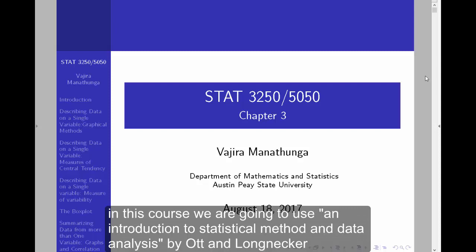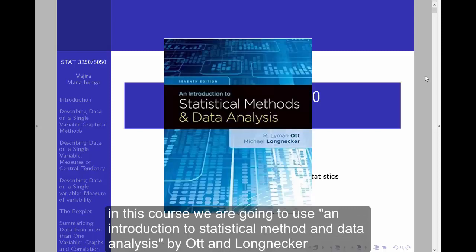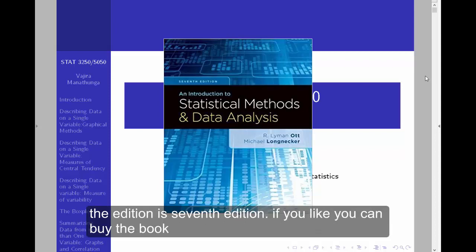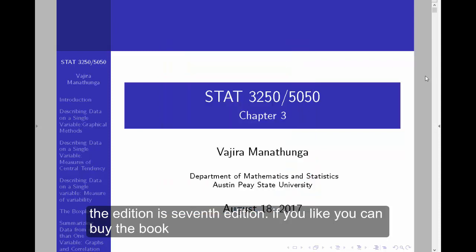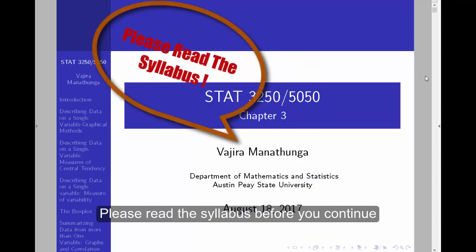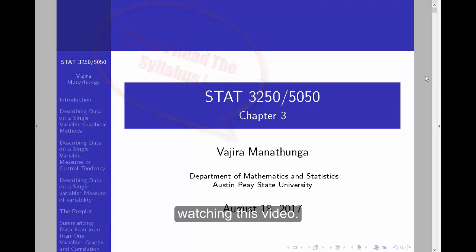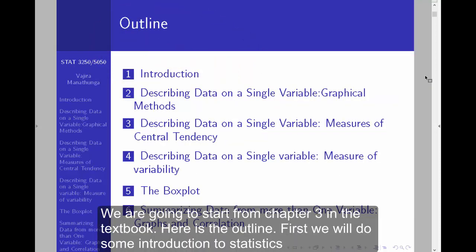In this course, we are going to use An Introduction to Statistical Methods and Data Analysis by Ott and Longnecker. The edition is the 7th edition. If you like, you can buy the book. Please read the syllabus before you continue watching this video. We are going to start from chapter 3 in the textbook.